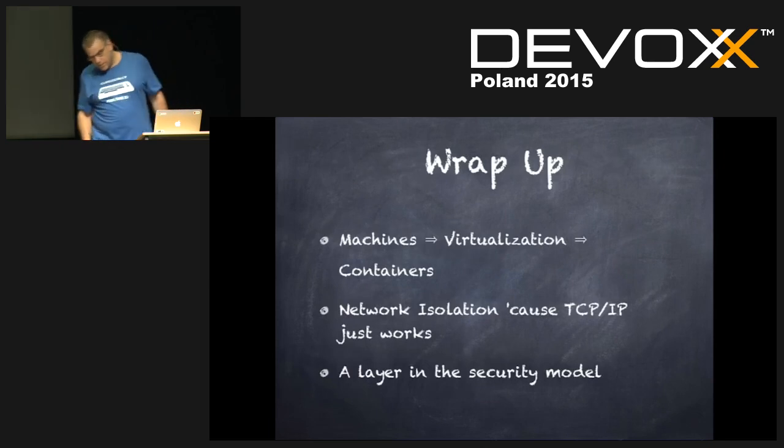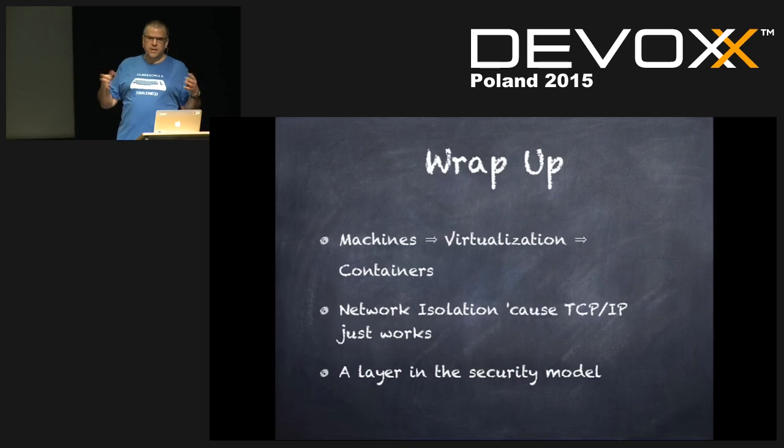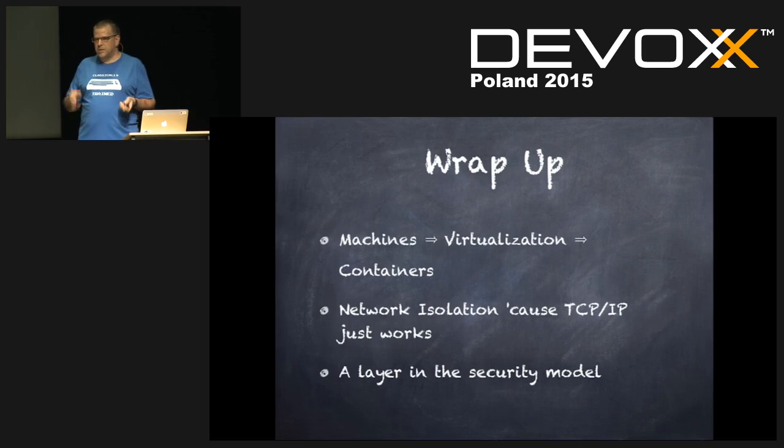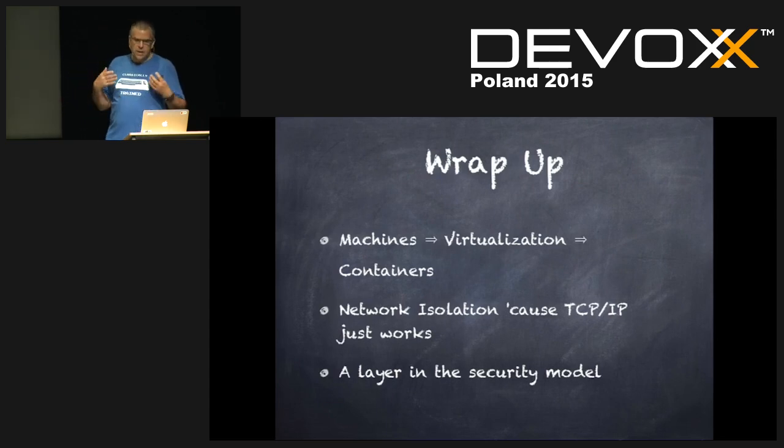So to wrap up about 10 minutes early, we have, kind of mentality-wise, gone from isolating code by having code run on individual machines to isolating code through virtualization, and now we're isolating code using LXC containers and Docker. Network isolation is easy. We've been doing it for years. We've been securing networks with firewalls. That's all well-known, well-understood technology.